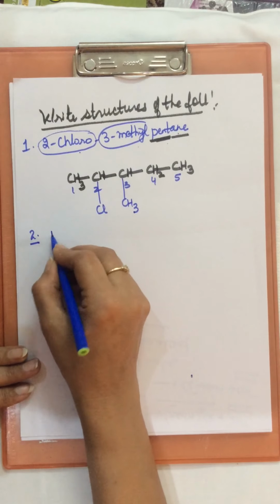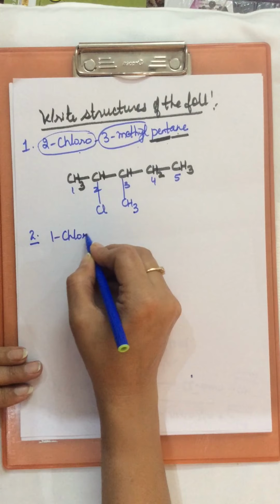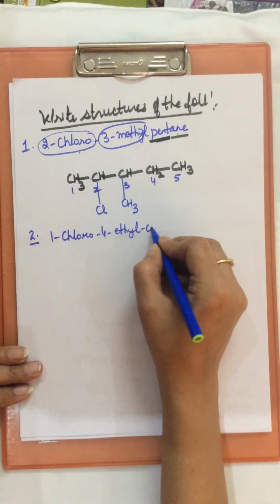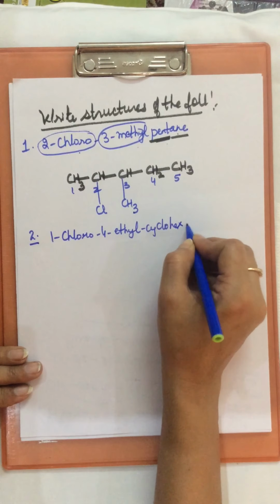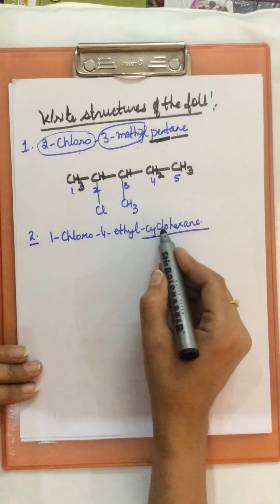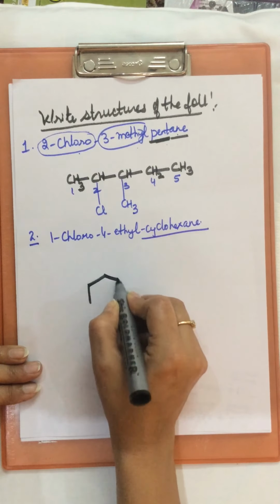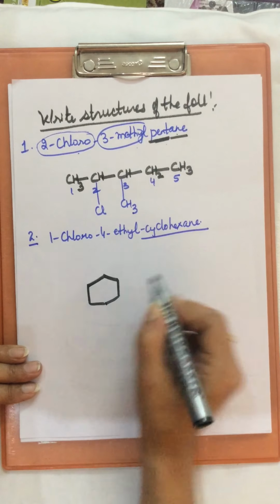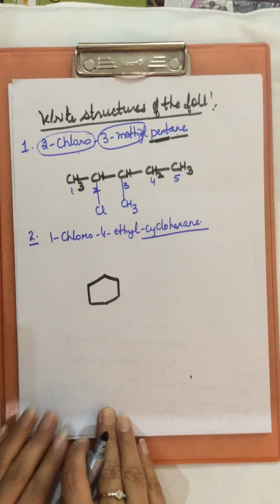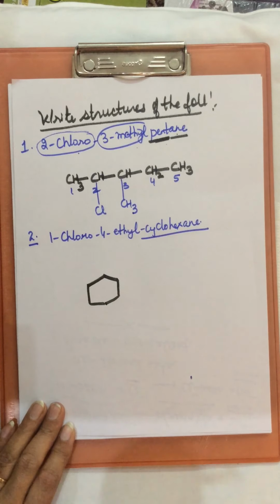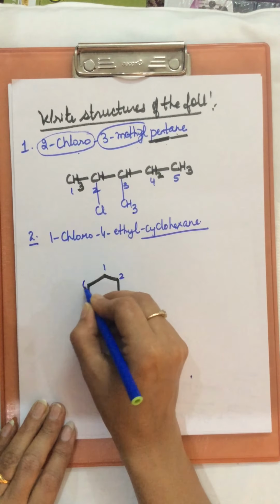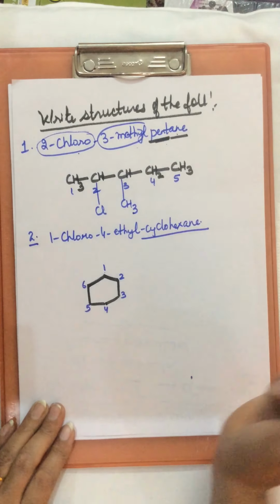Second question: 1-chloro-4-ethylcyclohexane. Starting with this part, cycloalkane part, cyclohexane. Hex means 6, cyclo means in cyclic way, ane means there are single bonds here. So cyclohexane we have drawn. Now number this from any carbon clockwise or anti-clockwise, from any way. I am taking this as first carbon and numbering it clockwise like this.